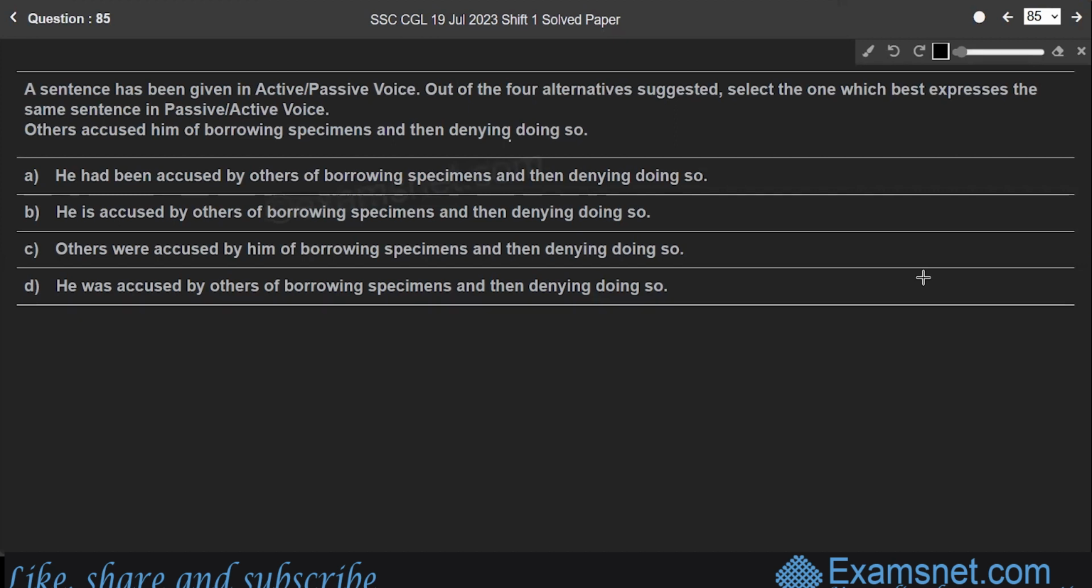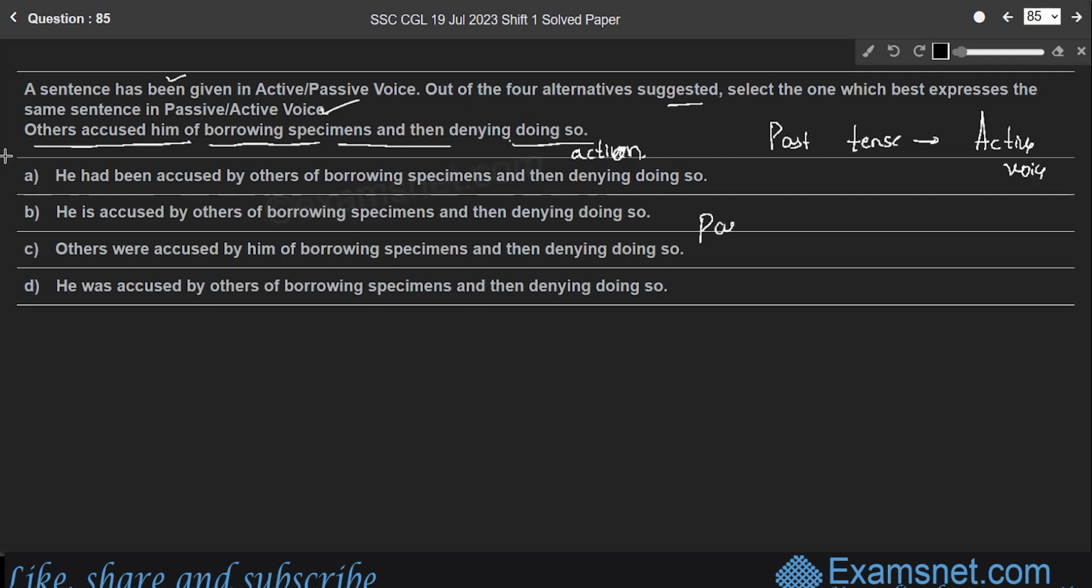Question 85. A sentence has been given in active or passive voice. Out of the four alternatives suggested, select the one which best expresses the same sentence in passive or active voice. Here the sentence is, others accused him of borrowing specimens and then denying doing so. Here the action is this part: of borrowing specimens and then denying doing so. The given sentence is in active voice, which is a simple sentence, others accused him, which is in simple past tense, right? So which is active voice.